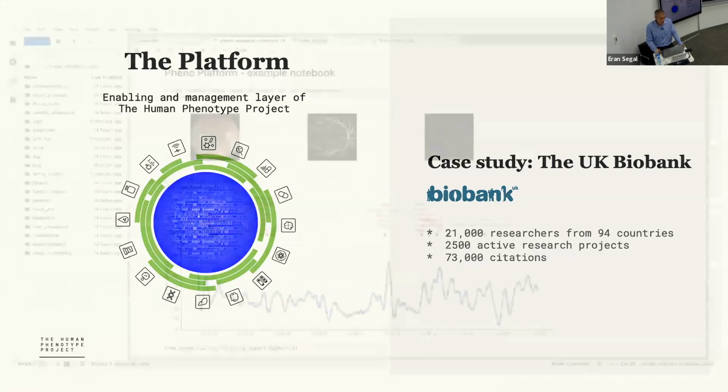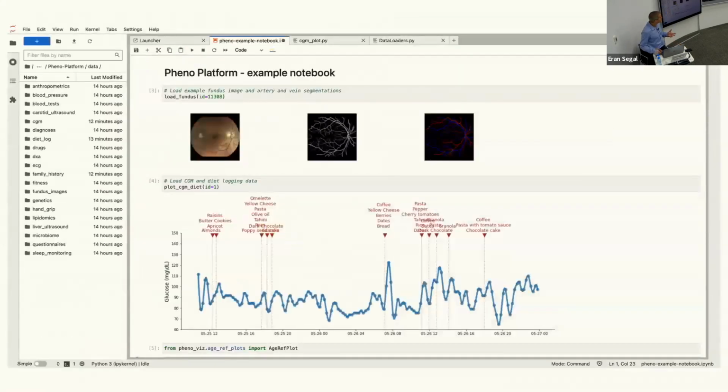So what does this data platform look like? Basically, you'll get a research environment. This is an example of just a Python Jupyter notebook where you can see all of the different data types that are available, and when they've been updated. You can see, for example, imaging data from the retina. This is for just one participant. Here's the glucose profile of this participant with various events of dietary intake and meals that this person ate. So you'll basically get a research environment to explore and analyze the data.